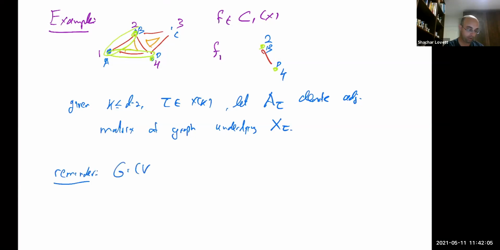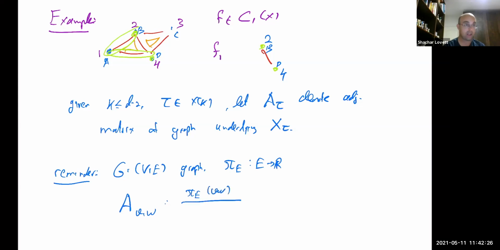So if G is the graph, and we have some weights, then we define the adjacency matrix as follows. So the VW entry is going to be the weight of the edge VW normalized by the sum of all the edges that touch V. The sum over all U, sorry, all the U adjacent to V, of pi(E, V, U).